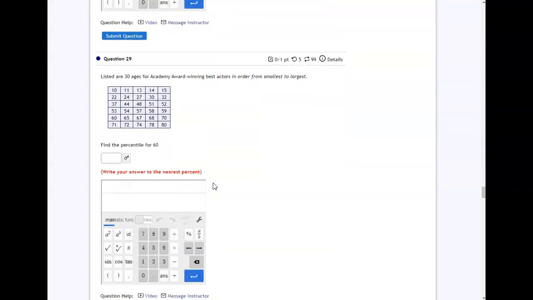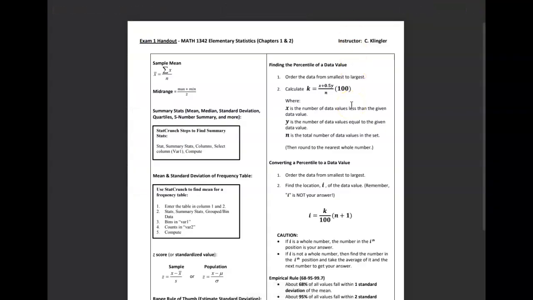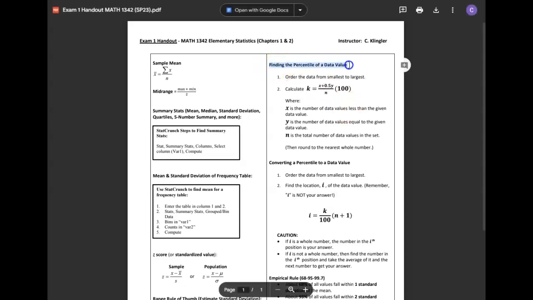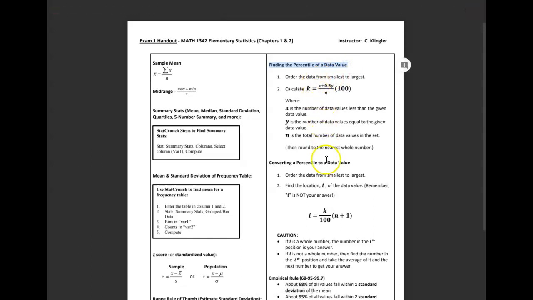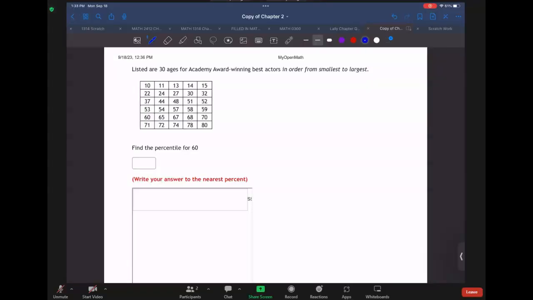The next problem is asking you to find the percentile of a number. I do not want you to use StatCrunch for this. I want you to use the process from your exam 1 handout, or what we did in the notes or in the lecture videos. So we're going to find the percentile of a data value. You're going to follow these steps to find the percentile of that data value. Let me show you how to do that.